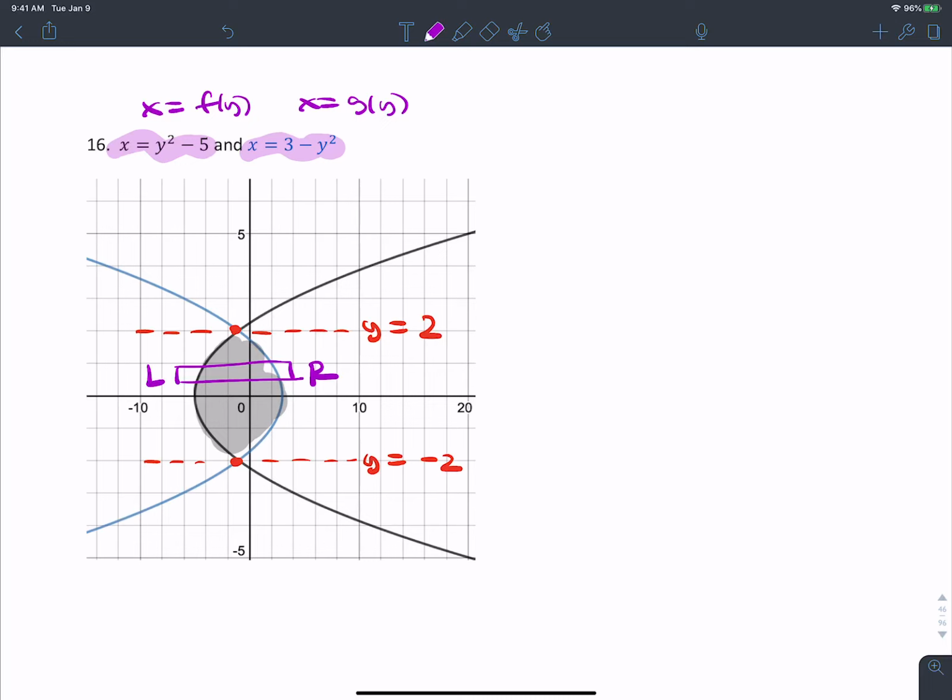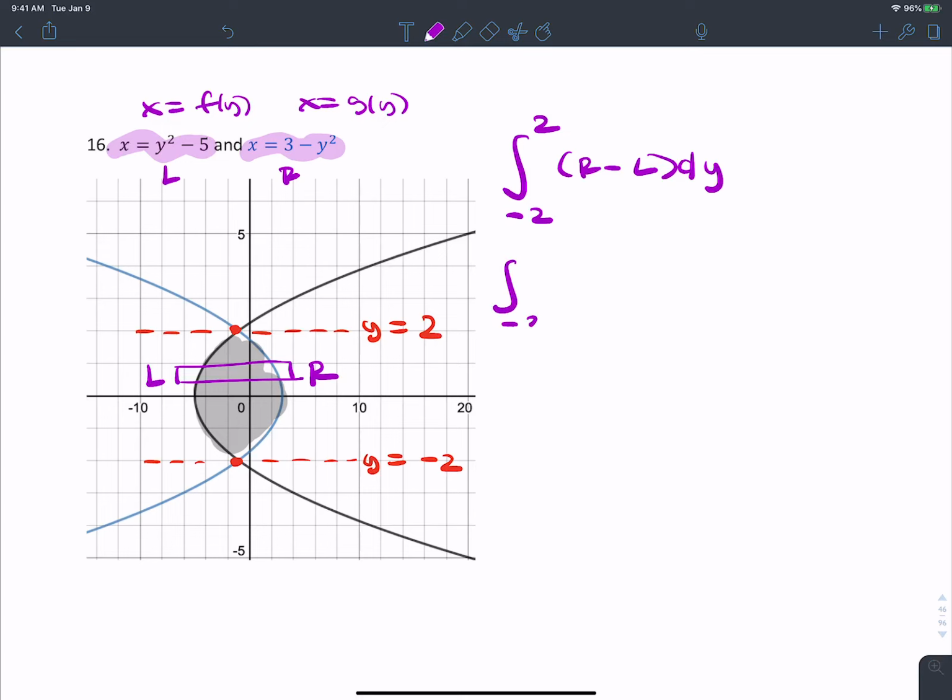Okay, so what's the right curve, ladies and gentlemen? Isn't this one on the right? X equals 3 minus y squared. Is that true? And then what's the other curve? X equals y squared minus 5. Is that right? Do we have that okay? It looks like that's the left. Let's double check. Looks that way to me. So your area will be from -2 to +2, right minus left, dy now.